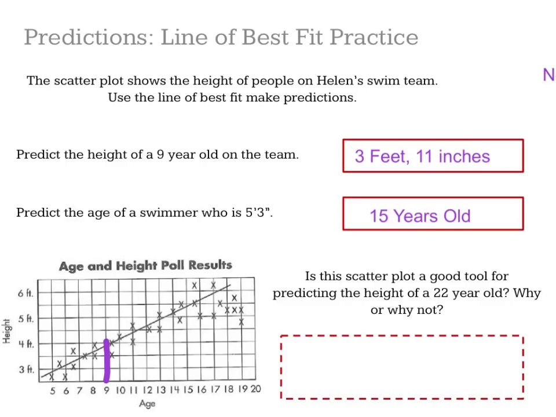So the next thing says, is this scatter plot a good tool for predicting the height of a 22-year-old? Why or why not? And this graph would not be good for predicting the height of a 22-year-old because people stop growing at around that age. So while it seems that it's going up here and it has a positive correlation, as people are getting older, they're getting taller, that's true, but eventually people stop growing at around their 20s and they start to stay the height that they are, don't keep getting taller and taller and taller. So this graph would not be good for predicting that.